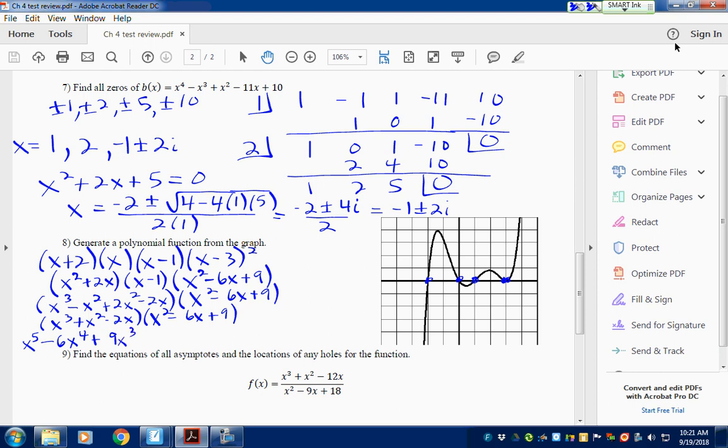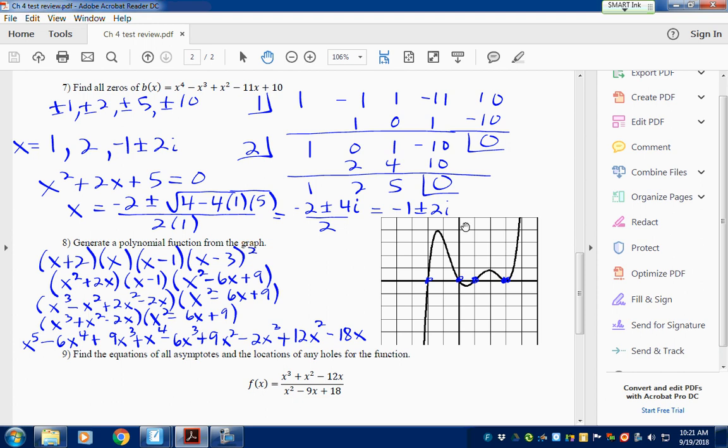And then move to the x squared. X squared and x squared is x to the fourth. X squared times minus 6x is minus 6x to the third. X squared times 9 is 9x squared. And I think I hit all of them. So negative 2x times x squared is minus 2x to the third. Then minus 2x times negative 6x is positive 12x squared. And then minus 2x times 9 is negative 18x.